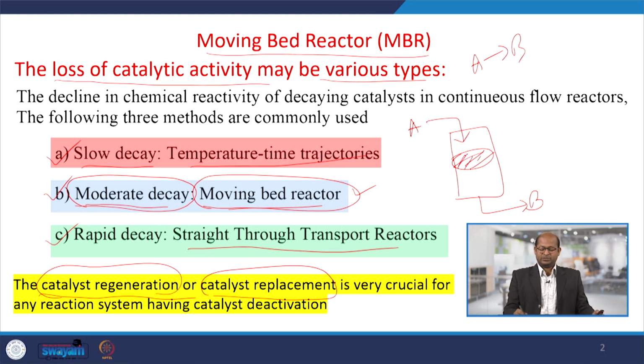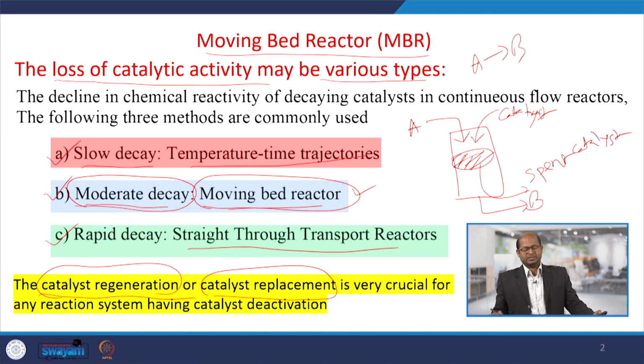But when this catalyst is deactivated, we have to take out this catalyst from the reactors and charge fresh catalyst inside the reactors, and the spent or deactivated catalyst we have to take out from the system. By that way we can maintain the reactions at a fixed rate or fixed conversions, the desired conversions that we always need.